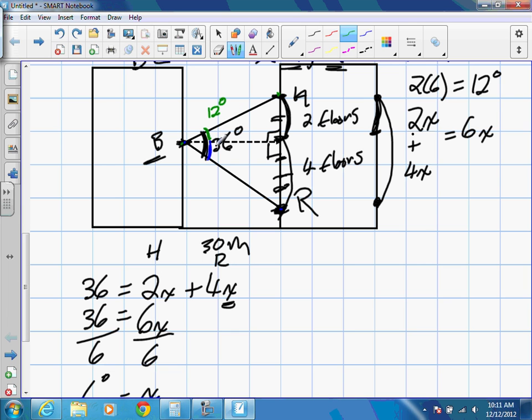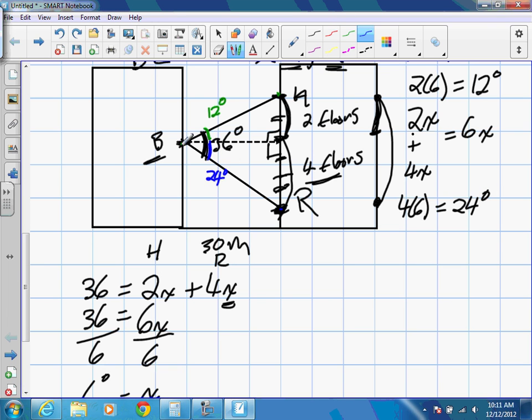If that's the case, Rye's apartment building, we plug in 6 for x there. 4 times 6 gives us what? 24. So 24 degrees. So in other words, 24 degrees represents the angle of depression from High to Rye's house.